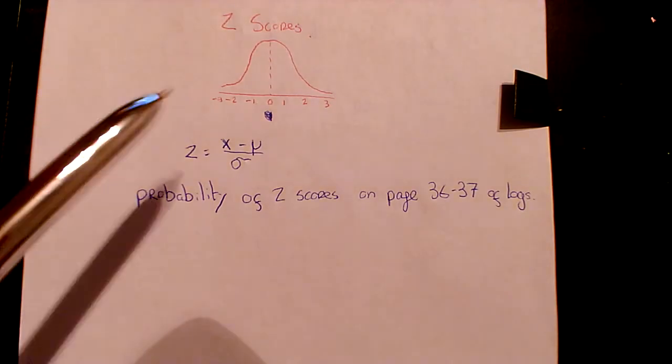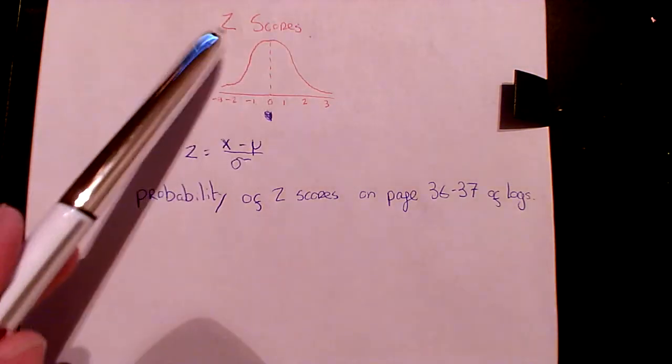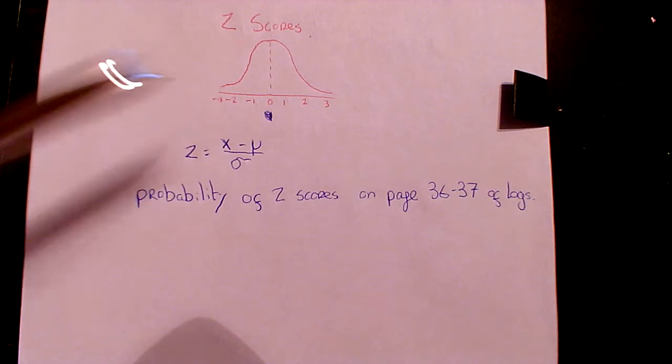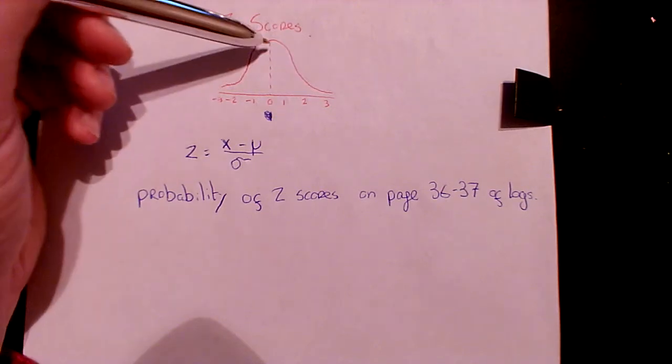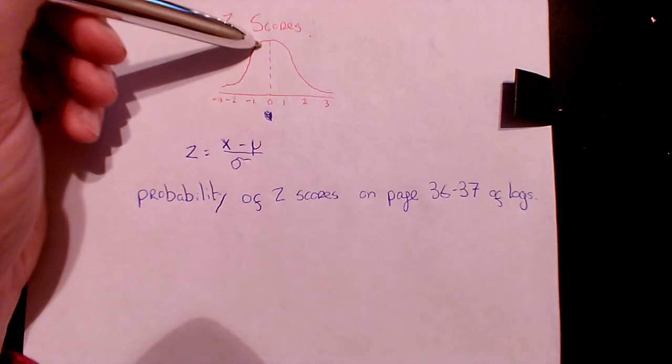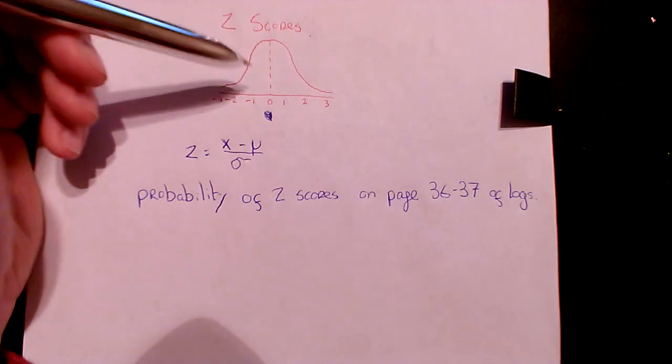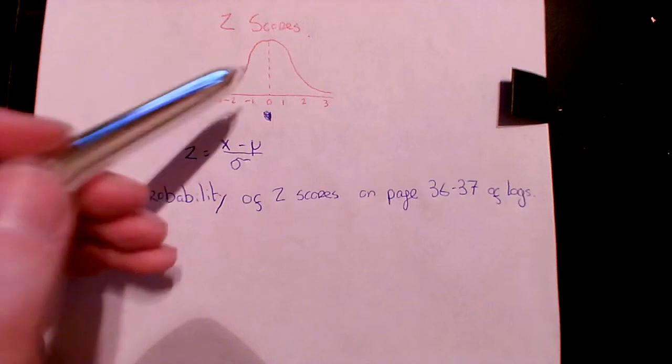Hey Lucy, so we're going to look at z-scores now, okay? And z-scores will help us get the probability of getting below a certain mean, I suppose. Okay, I'll show you what I mean now.